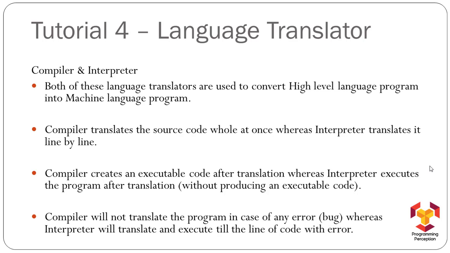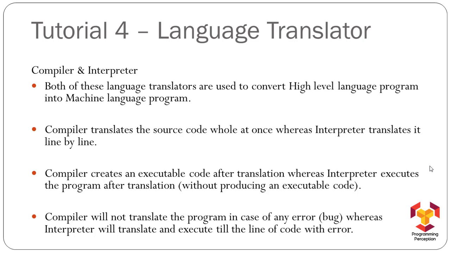The compiler will not translate the program in case of any error or bug. Generally, errors are known as bugs. Whereas the interpreter will translate and execute till the line of code with the error. Of course, it will not execute the line that contains the error, but till that line it will execute the rest of the code. So in case of any error, the compiler is not going to translate the program. It's going to stop right there, telling you about the error. But in case of an interpreter, it will execute till that part of the error.